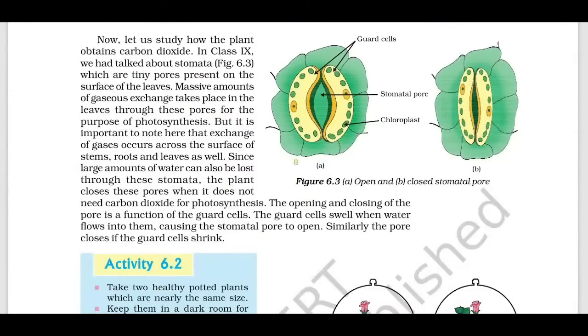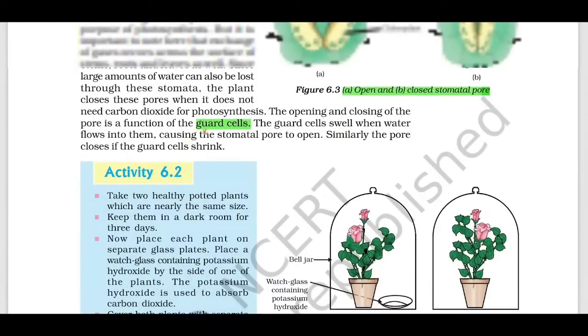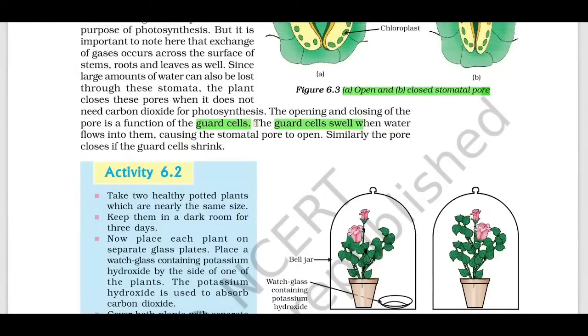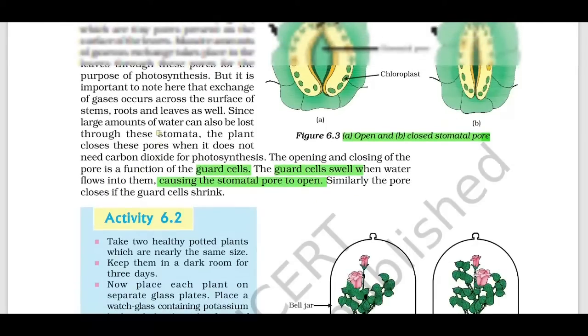Important diagram, open and close stomatal pore, and also the function of guard cells. The function of guard cells, the function of stomatal pore during photosynthesis is an important question. Function of guard cells: when guard cells swell, that is water flows into them, causing the stomatal pore to open. Similarly, the pore closes if the guard cells shrink.